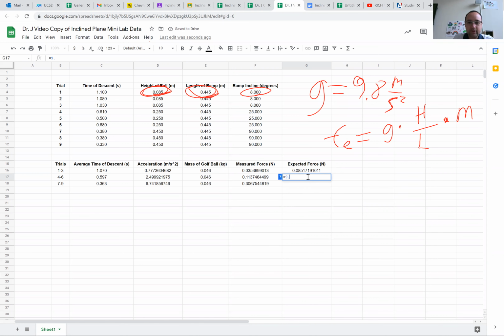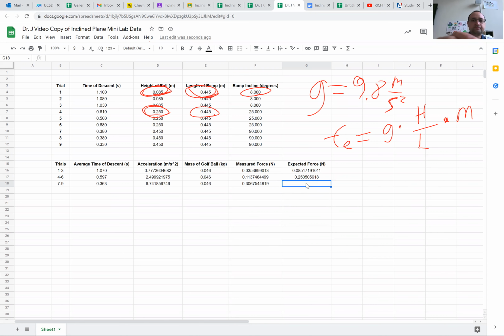Now I'm going to do this again. So this equals 9.8 times, now I have to go with a different set of values. So this is going to be a new height for these trials: 0.25 divided by 0.445. So I type that in here: 9.8 times 0.25 divided by 0.445, all times the mass, which is E17. I get another expected force, and no, I'm not going to let it autofill. This autofill won't work.